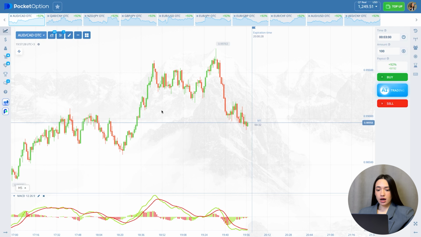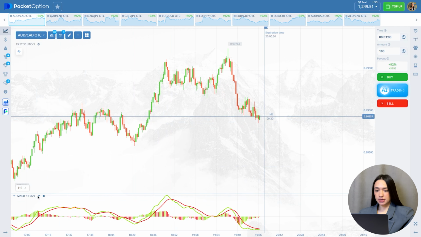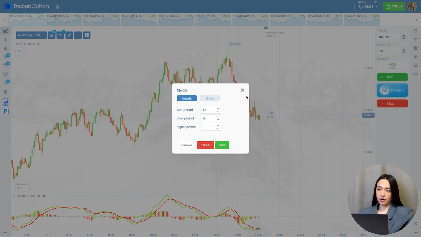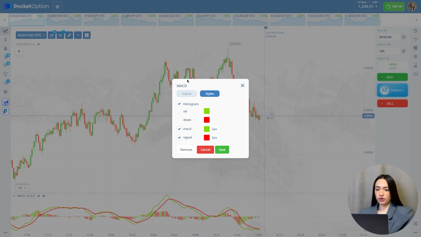Well, here we have our MACD indicator. The settings are default, just as we discussed in the theory, and overall, they work well for us. So we go to the Style tab. This is the visual part of the indicator. The MACD line is green, the signal line is red, and the histogram is also green and red.